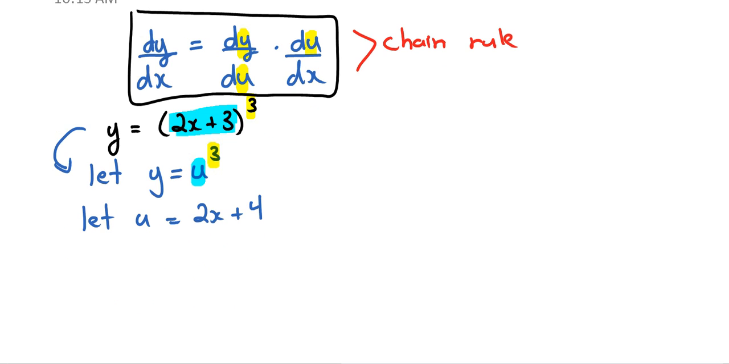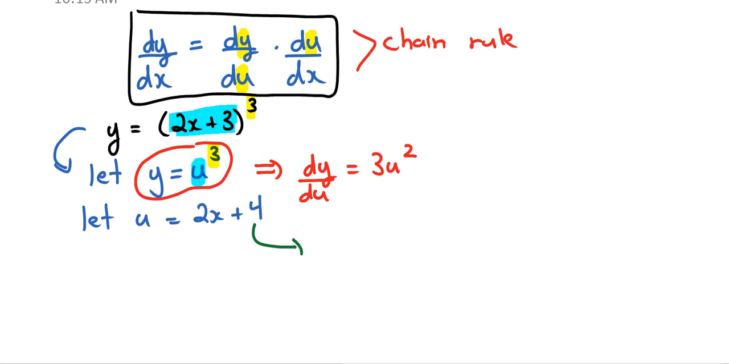All you have to do now is take the derivative of this expression right here. So if I take the derivative of y with respect to u, this is going to be 3u squared. And if I take the derivative of this guy, since there's a u here, this would be du, and since there's an x here, I'm taking the derivative with respect to x, and the derivative of this guy is simply going to be just 2.